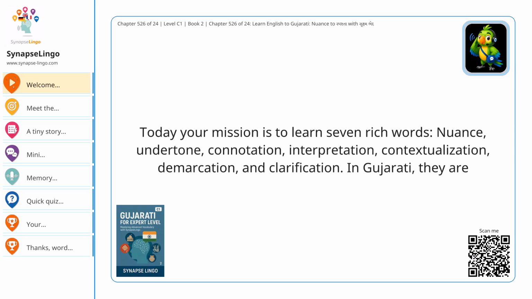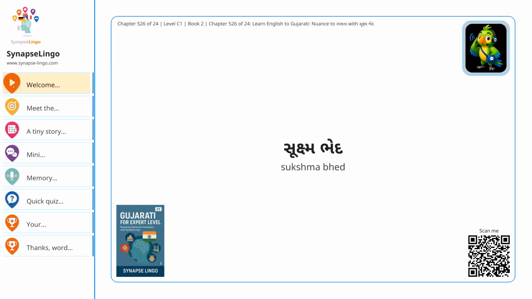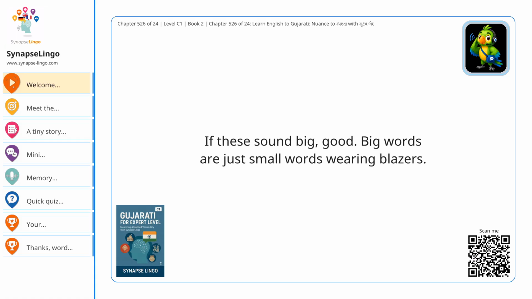Today your mission is to learn 7 rich words: nuance, undertone, connotation, interpretation, contextualization, demarcation, and clarification. In Gujarati, they are सूक्ष्म भेद, अंतर्निहित भाव, गौणार्थी अर्थ, अर्थघटन, संदर्भीकरण, अलगीकरण, and स्पष्टता. If these sound big, good. Big words are just small words wearing blazers.